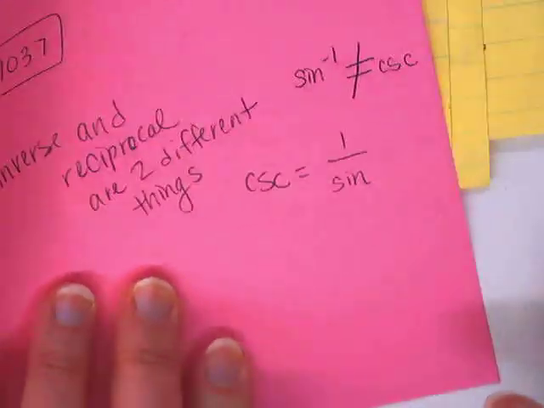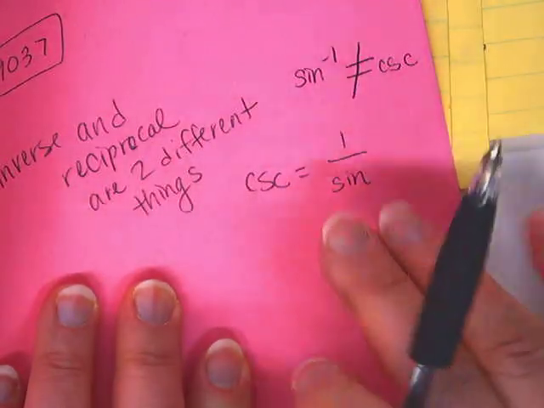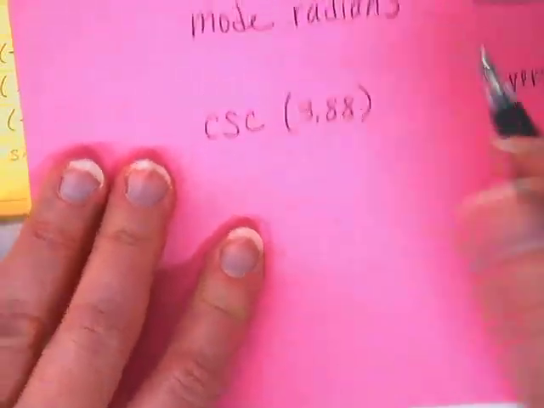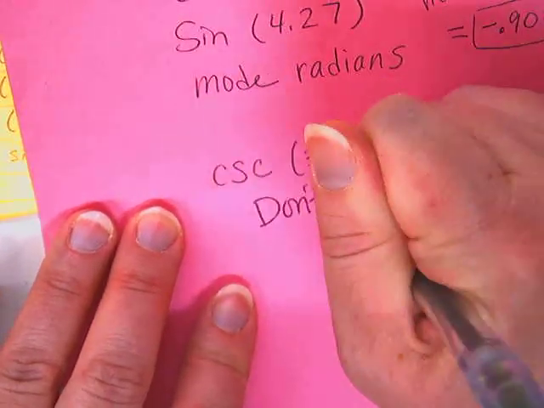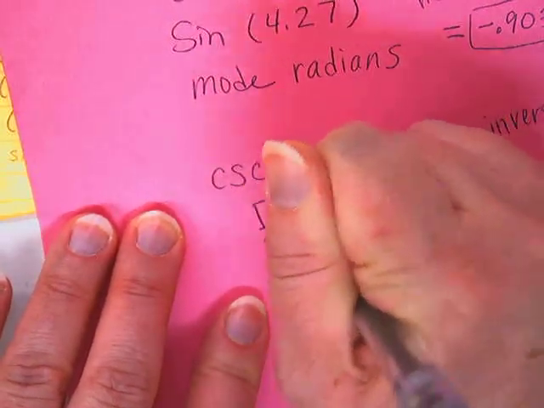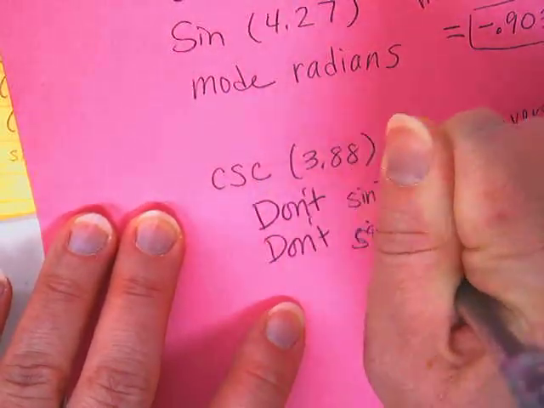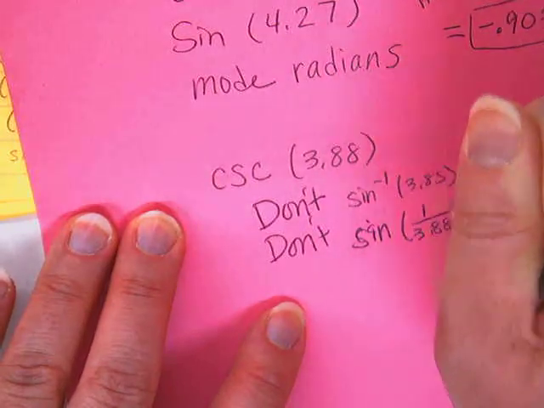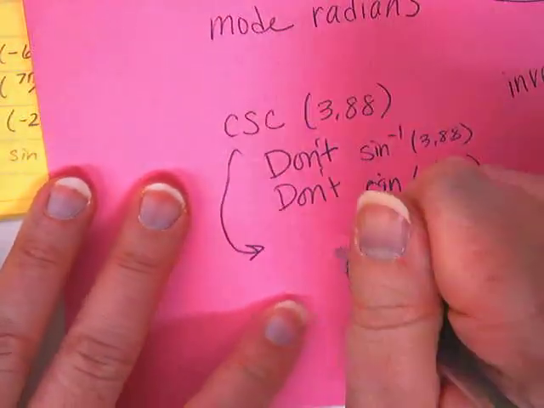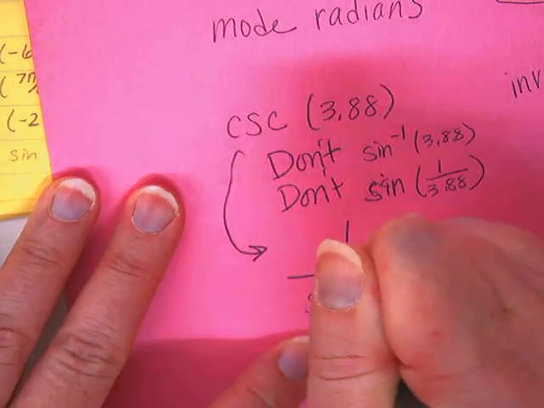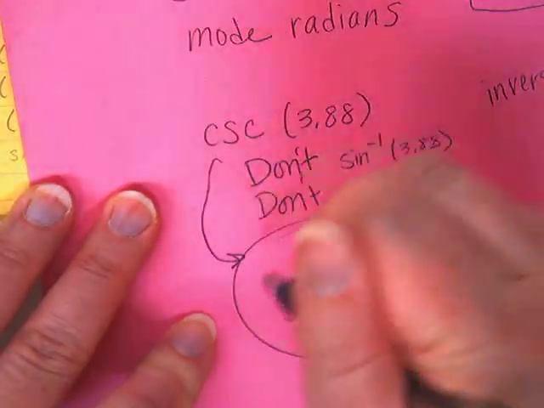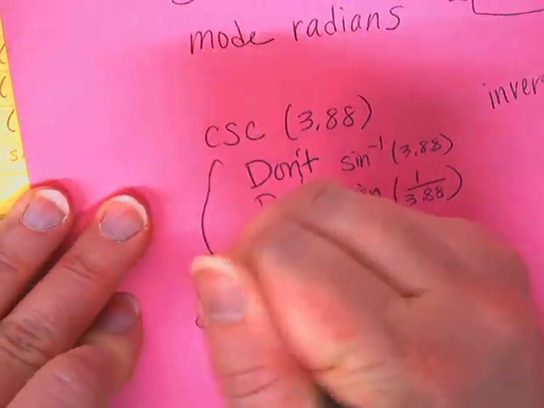What we want is that cosecant is actually 1 over sine. Sorry, you can't even see that. Cosecant is actually 1 over sine. So to do the cosecant of 3.88, you don't do the inverse sine of 3.88. You don't do the sine of 1 over 3.88. That's also a common mistake. Here is how you do it: 1 over sine of 3.88.